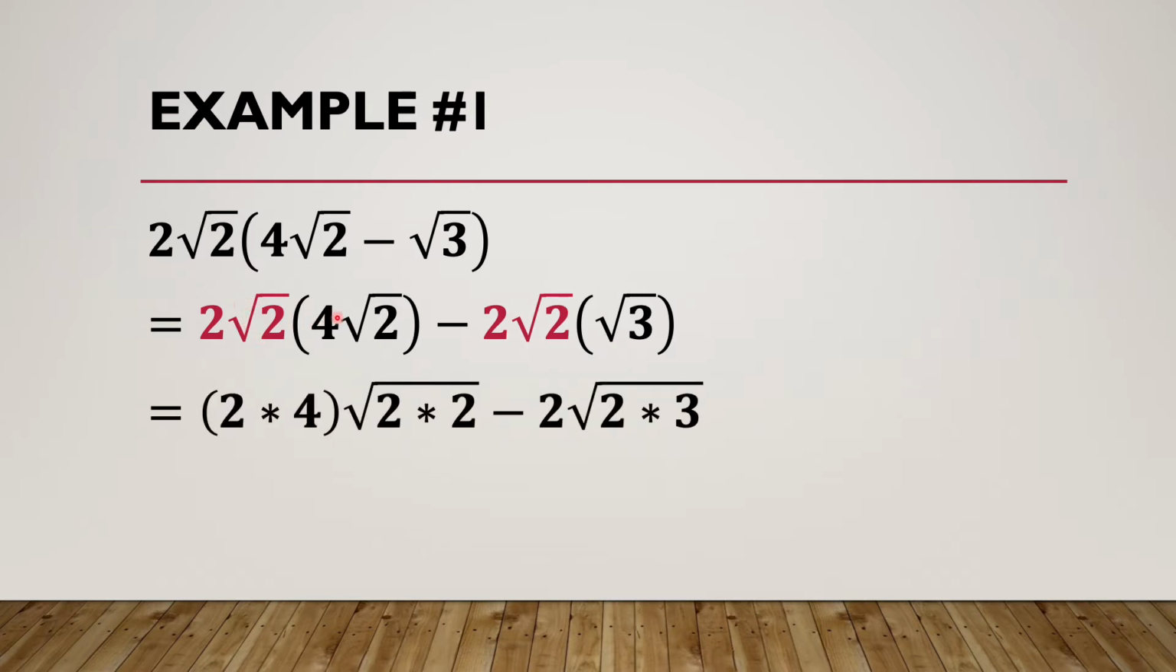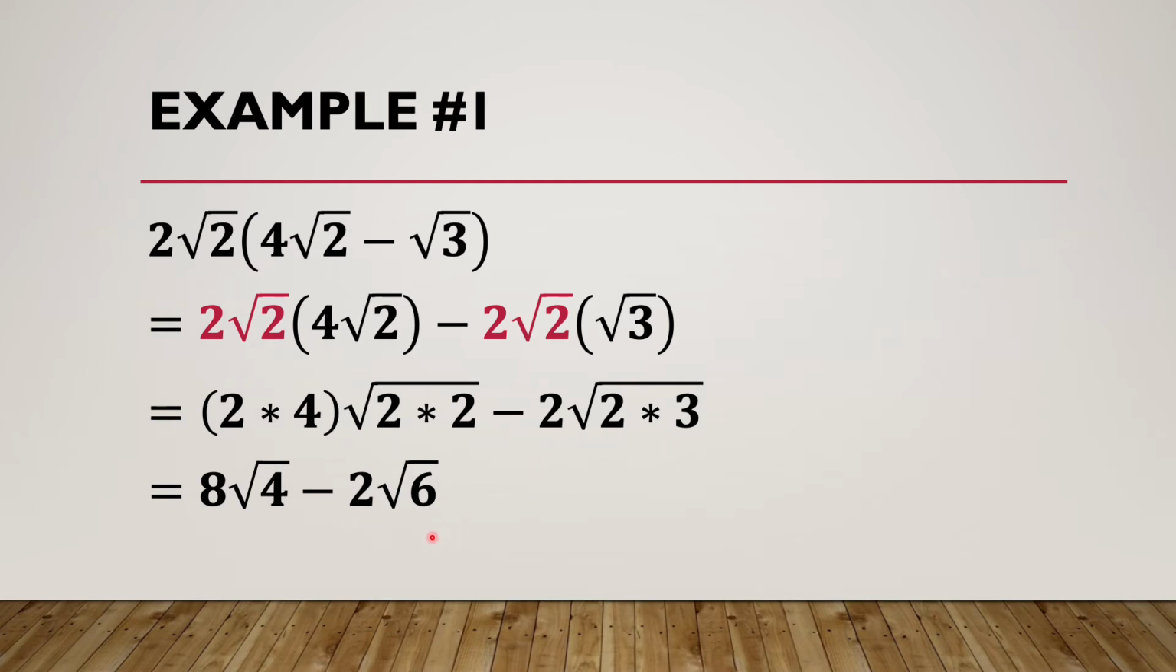Since they have the same index, we will multiply their radicands. That is 2 times 2. Then multiply their coefficients. 2 times 4. Then we have negative 2 times 1. We have negative 2. Same index, so multiply their radicands. 2 times 3. Now we have 2 times 4, 8. 2 times 2, 4. It will be 8 square root of 4. Then copy the coefficient, negative 2.